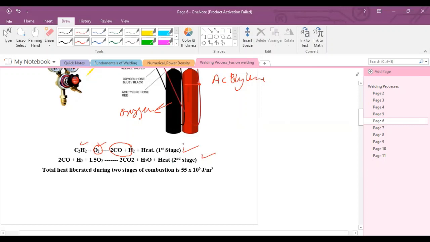If we combine the heat liberated in both these stages, and if we study it in joules per meter cube, it is 55 into 10 to the power 6 joules per meter cube, and this heat is used to fuse the base metal.